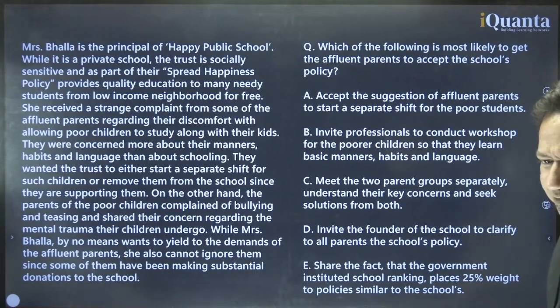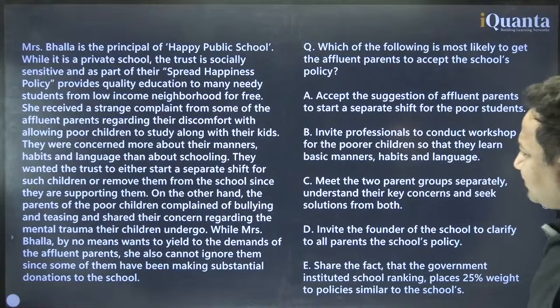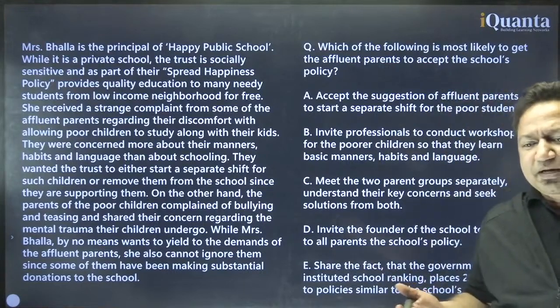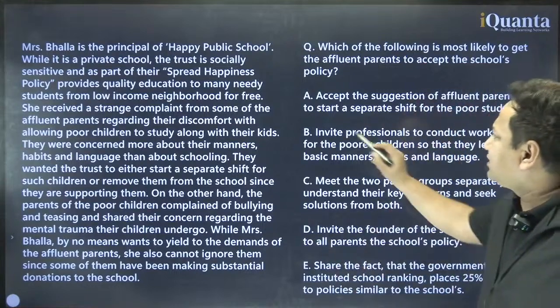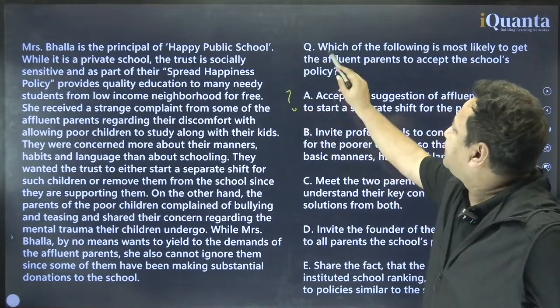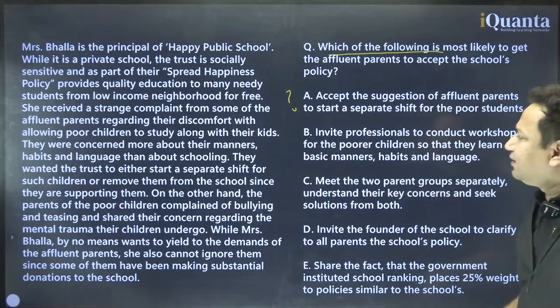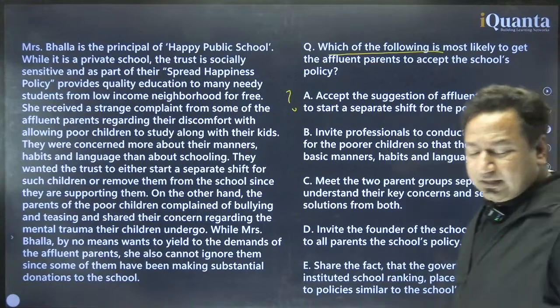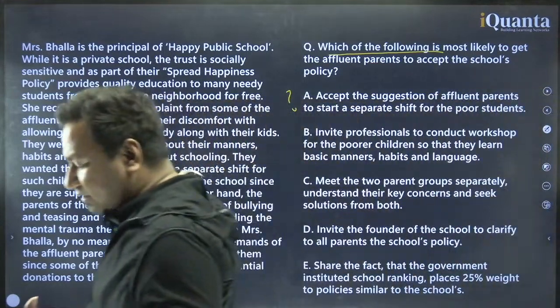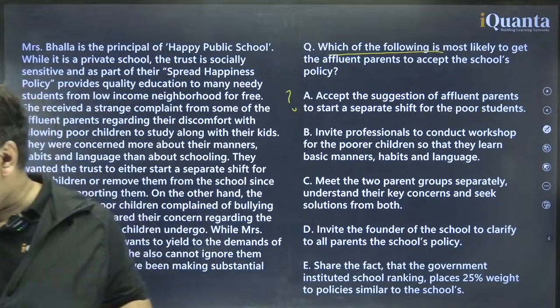This is a kind of valid thing, isn't it? Because that is what some affluent parents were asking for, isn't it? It looks valid, but I put a question mark because when you say which of the following options, I have to read everything. B. Invite professionals to conduct workshop for the poorer children so that they can learn basic manners, habits, and language. A lot of you said that this one is a costly option, but looks good.